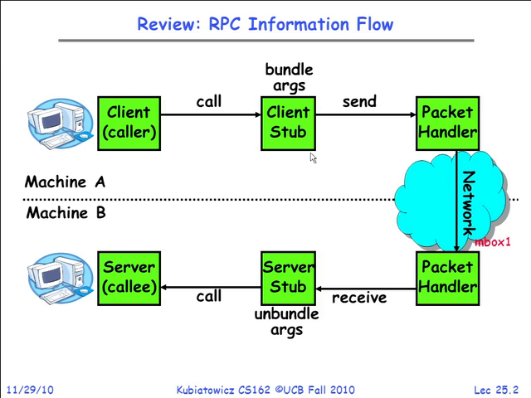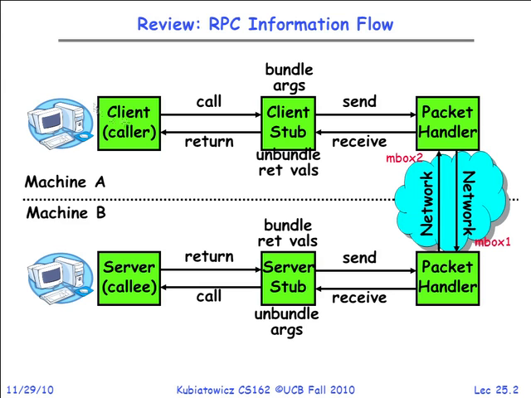Now, how do we get the result? The result comes back as a return. The return is bundled back into a message. The message is sent by a packet handler to some other mailbox on the original client. It's unpacked by the client stub, and it's returned. As far as the client is concerned, it got a call return. And as far as the server is concerned, it was called and it returned values. Are there any questions on this?